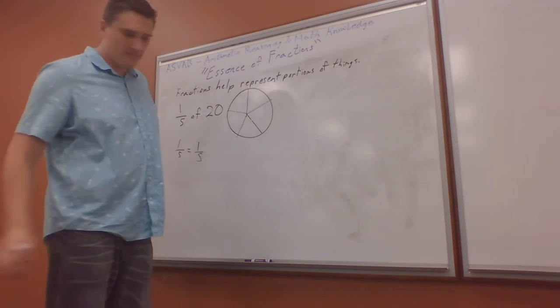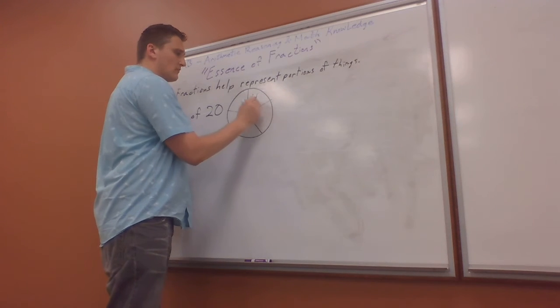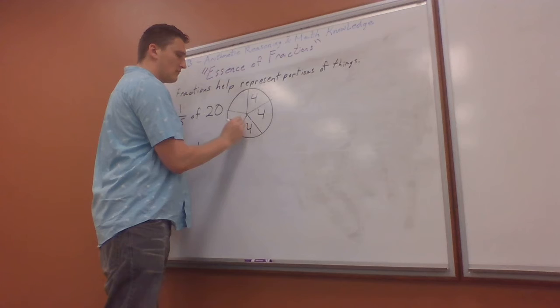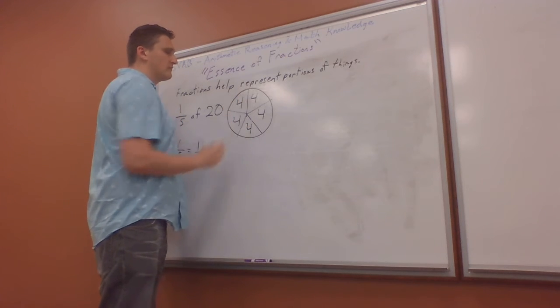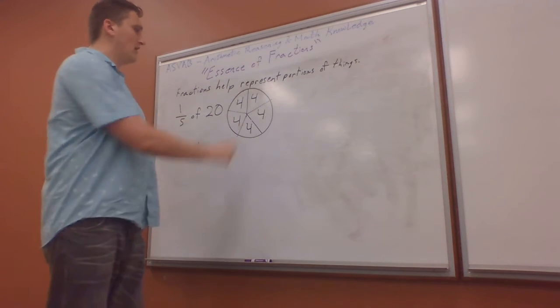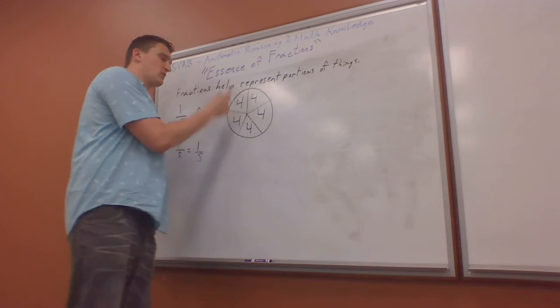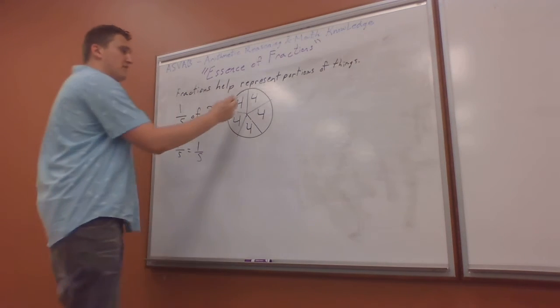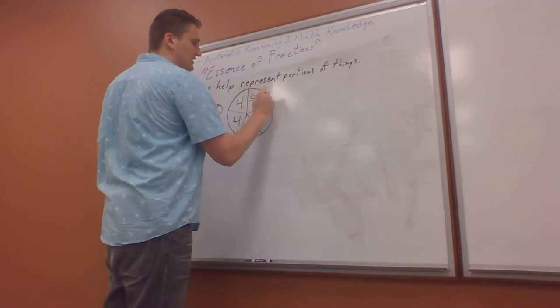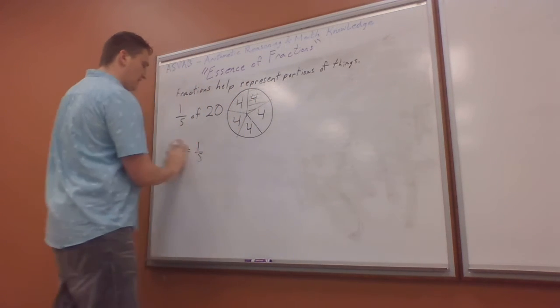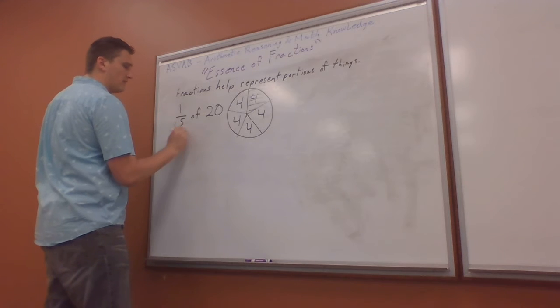Let's try 4. Okay. 4, 8, 12, 16, 20. All right, so 1/5 of that would just be taking out 1 slice, which would end up being 4.